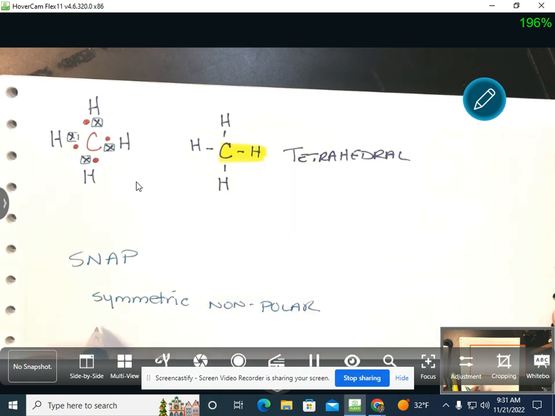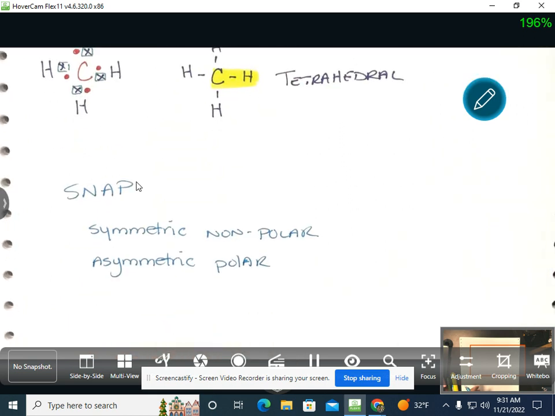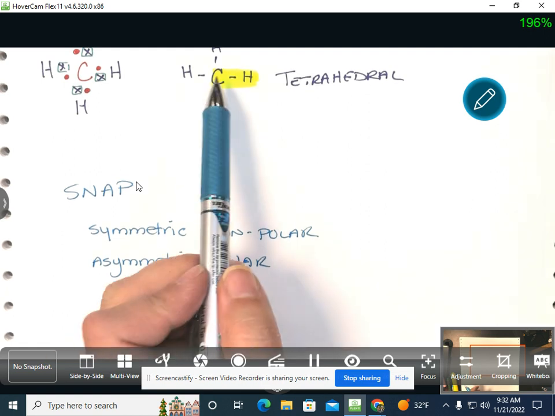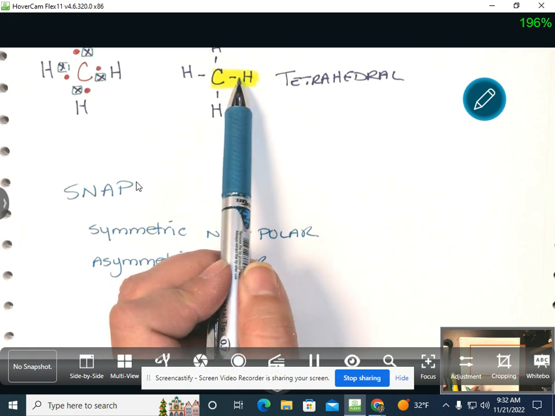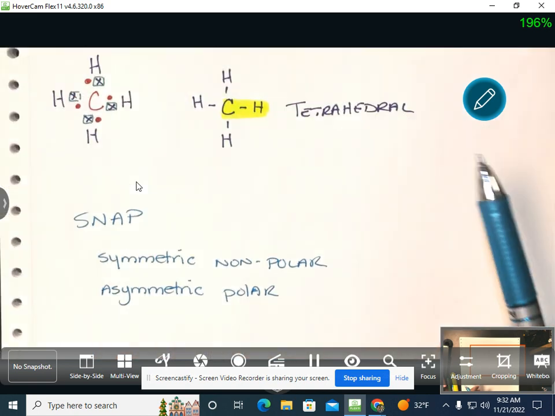And we're going to draw some more complicated ones today. Okay, and SNAP works for the bonds and it works for the molecule as well. If you look at this bond right here, it is asymmetric. The carbon and the hydrogen are not sharing their electrons equally.